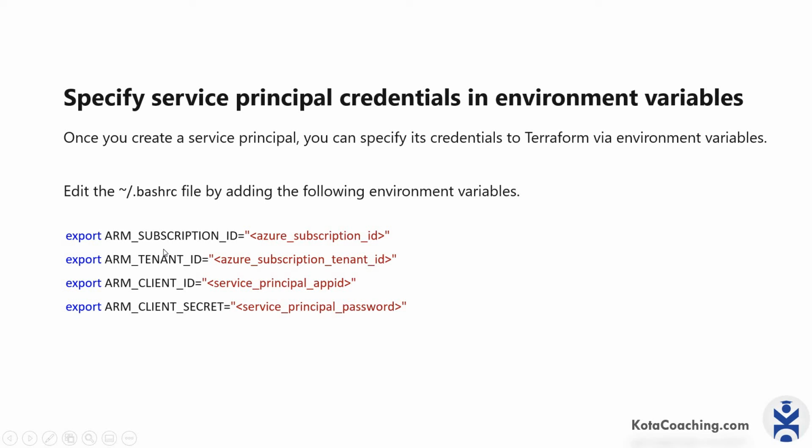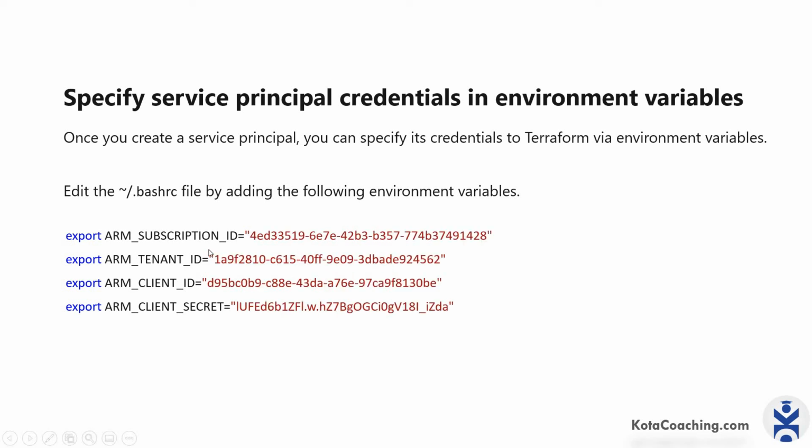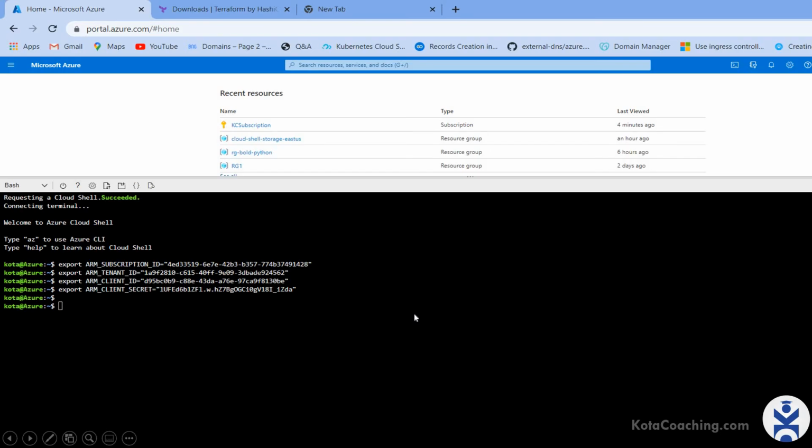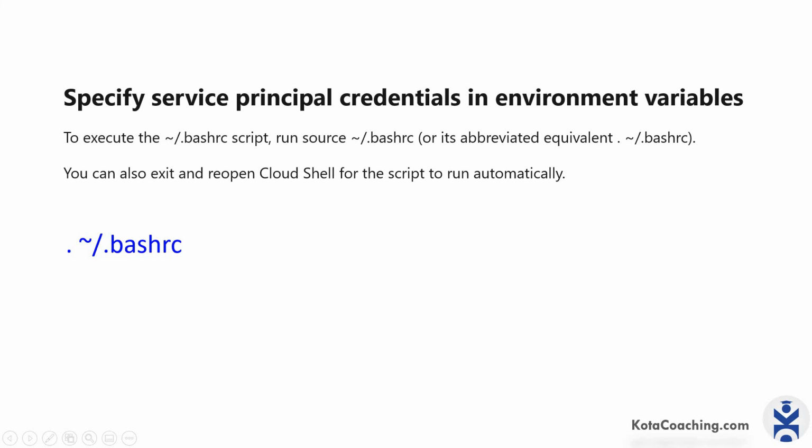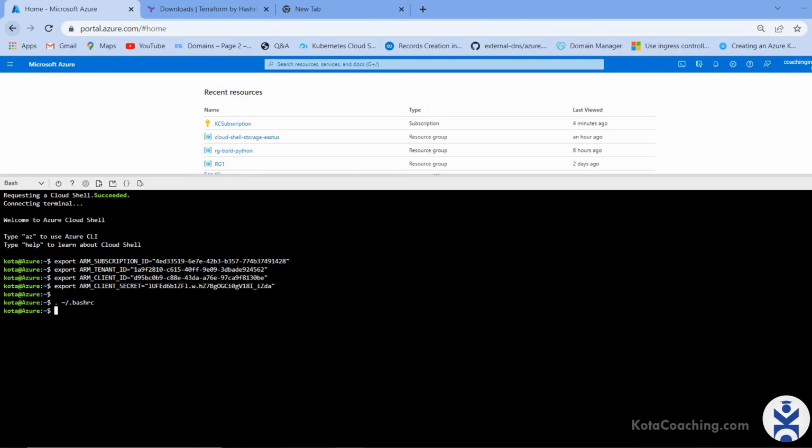So let me put all these values. After placing these values, copy all these variables and run them in the Cloud Shell. Once you execute all of this, it would be added into the Azure CLI environment. You can either stop, close, and relaunch it, or you can use the source bashrc command. Here we are specifying the service principal credentials in environment variables, so once you run this command, that will be saved into the bashrc file.